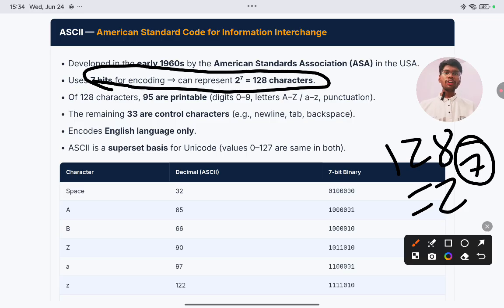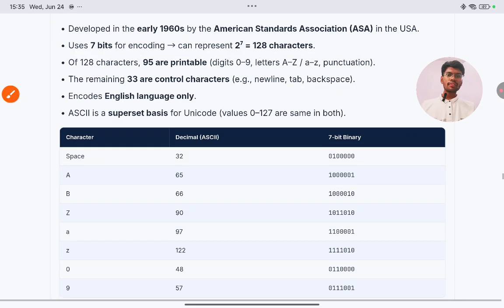Right. Of the 128 characters, 95 are printable. That is digits 0 to 9, letters A to Z in uppercase and lowercase, and some punctuation marks. Other control characters or white space characters are the new line, tab, and backspace. Right. It only encodes the English language. And ASCII is a superset basis for Unicode. Later we'll see what that is.